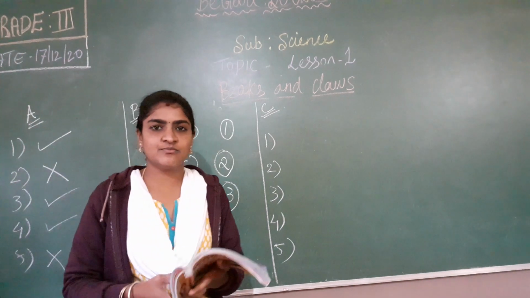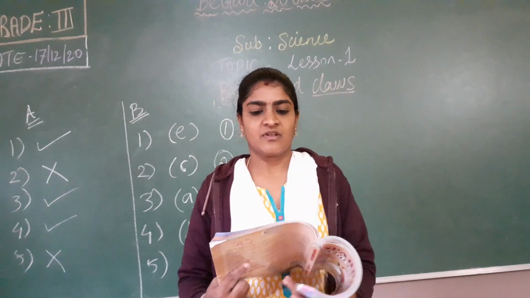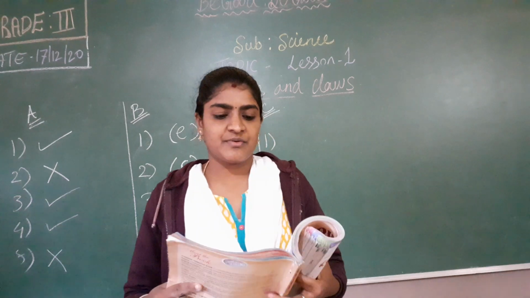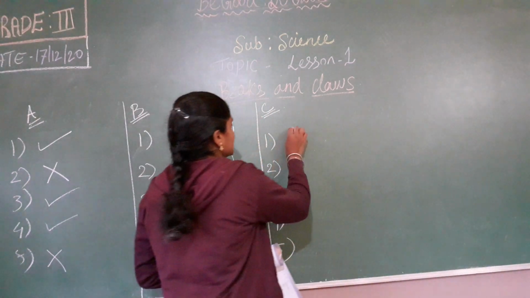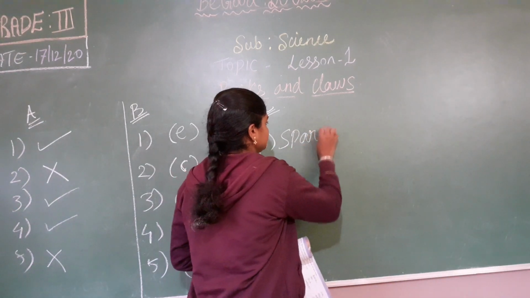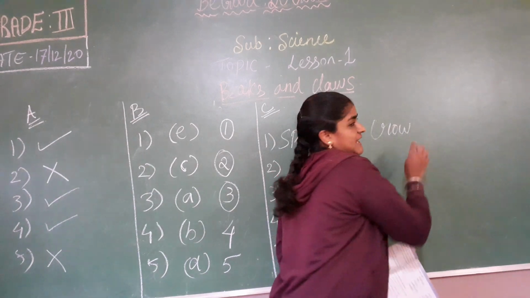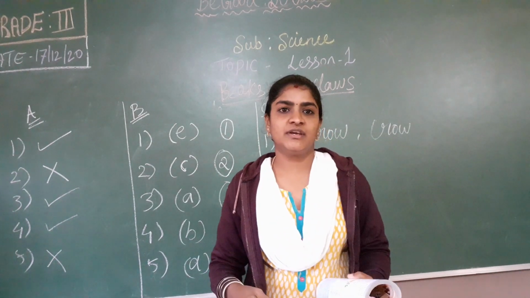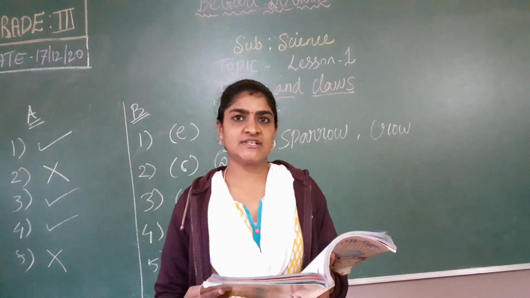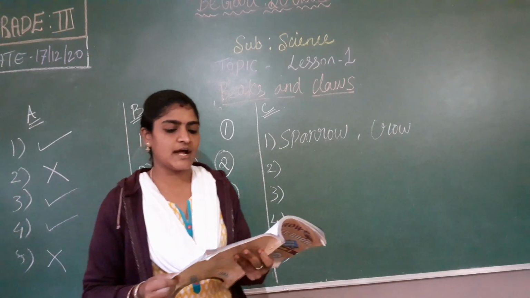Okay. So next we'll move on to C main, that is name 2 birds of each type. The first one is a perching bird. Example is sparrow and crow. There you will have 2 lines. In the 2 lines you have to write that. Okay. So the first one, I have given the answer, that is perching birds. Example is sparrow and crow.